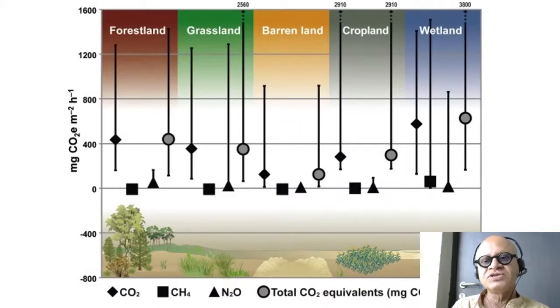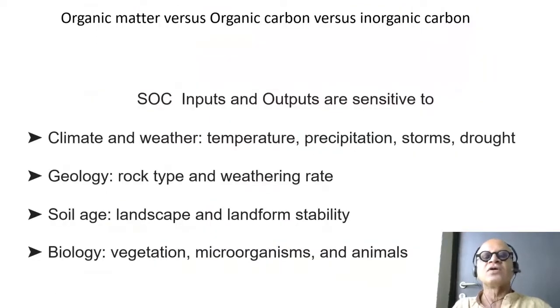Okay, so this is something one has to think about. It has higher methane and higher CO2 flux and total CO2 equivalent as well. But wetlands also sequester a lot of carbon, as we will see later on, because of their typical waterlogged state. So organic matter versus organic carbon versus inorganic carbon. SOC inputs and outputs that are typically sensitive to climate and weather, as we saw just now. Temperature, precipitation, storms and droughts make a difference.